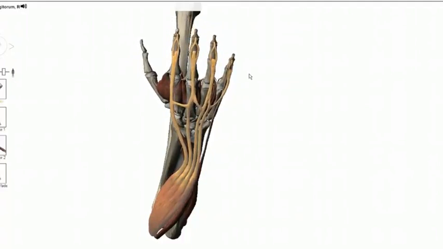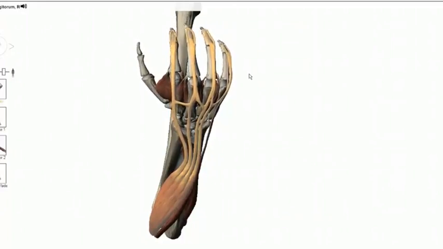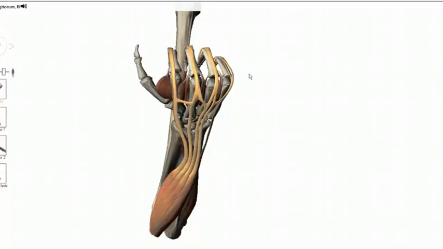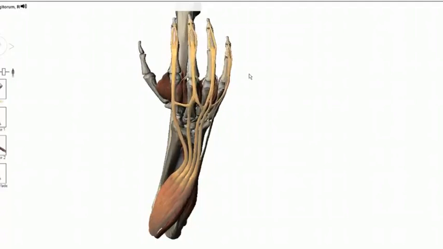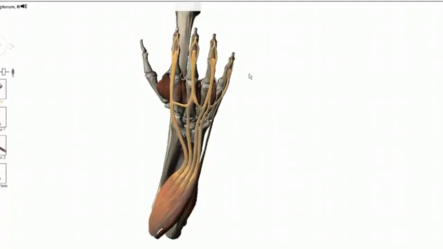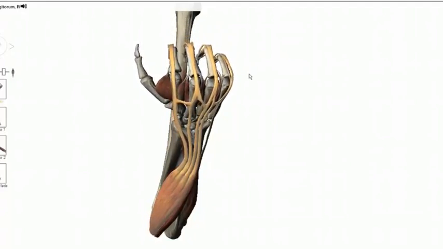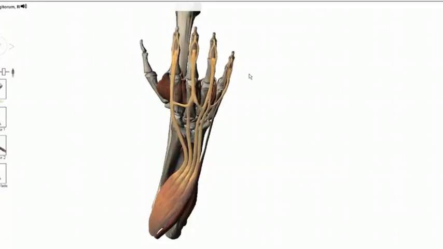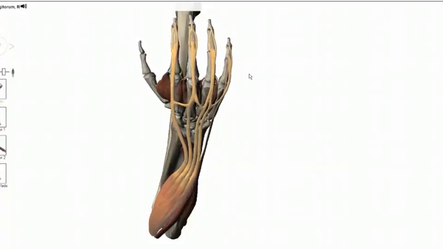But as we will see in our next lecture, it's really the role of some intrinsic hand muscles called the lumbricals that play the important role in actually grabbing onto the extensor digitorum tendons and extending at the interphalangeal joints, both proximally and distally, of all four fingers.